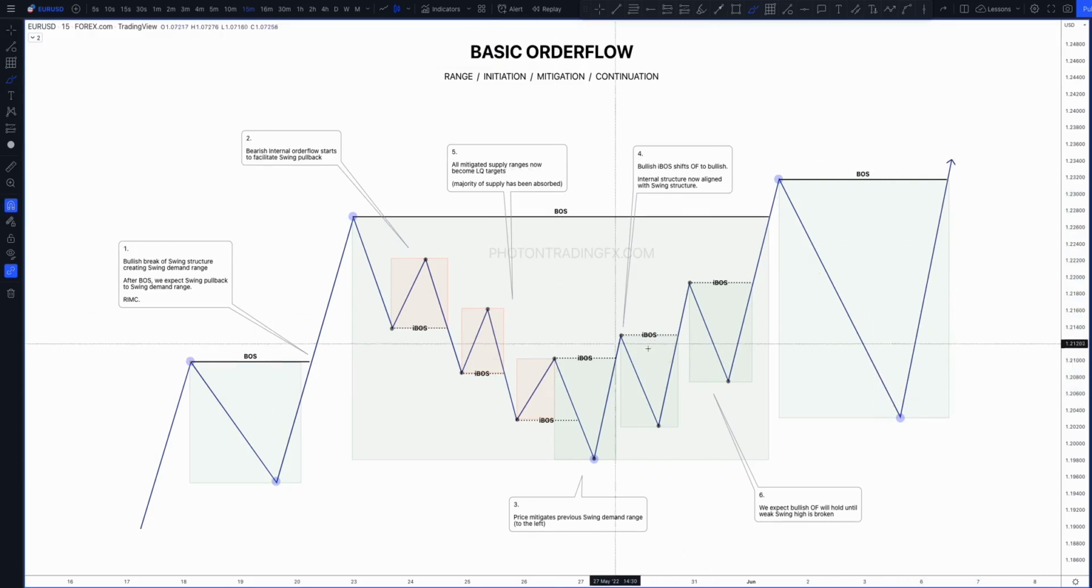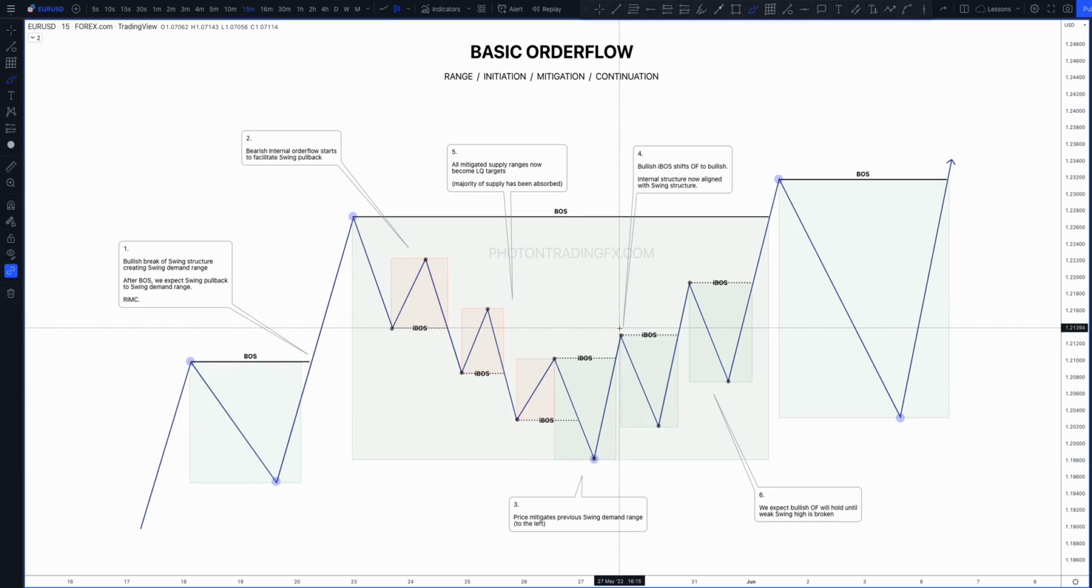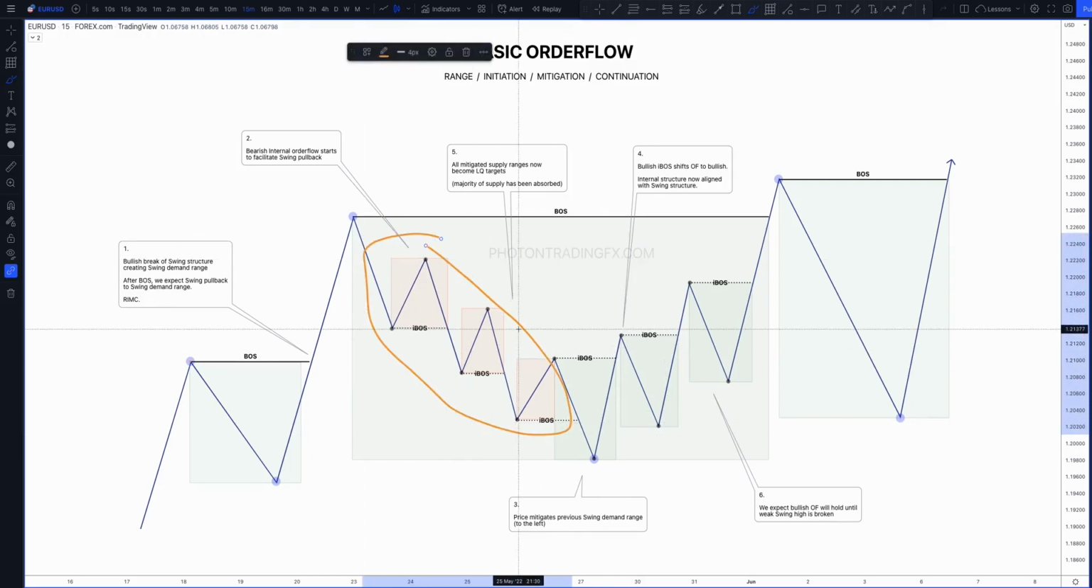So yeah, that's pretty much it. The only other thing I forgot to say was that when we have this bearish order flow here and we're pulling back, right, and then we mitigate some demand within here that then leads to the bullish internal break of structure. The internal structure is then aligned with the swing structure, and we now have bullish order flow started to kick in. The bearish order flow has now been disrupted and has ended.